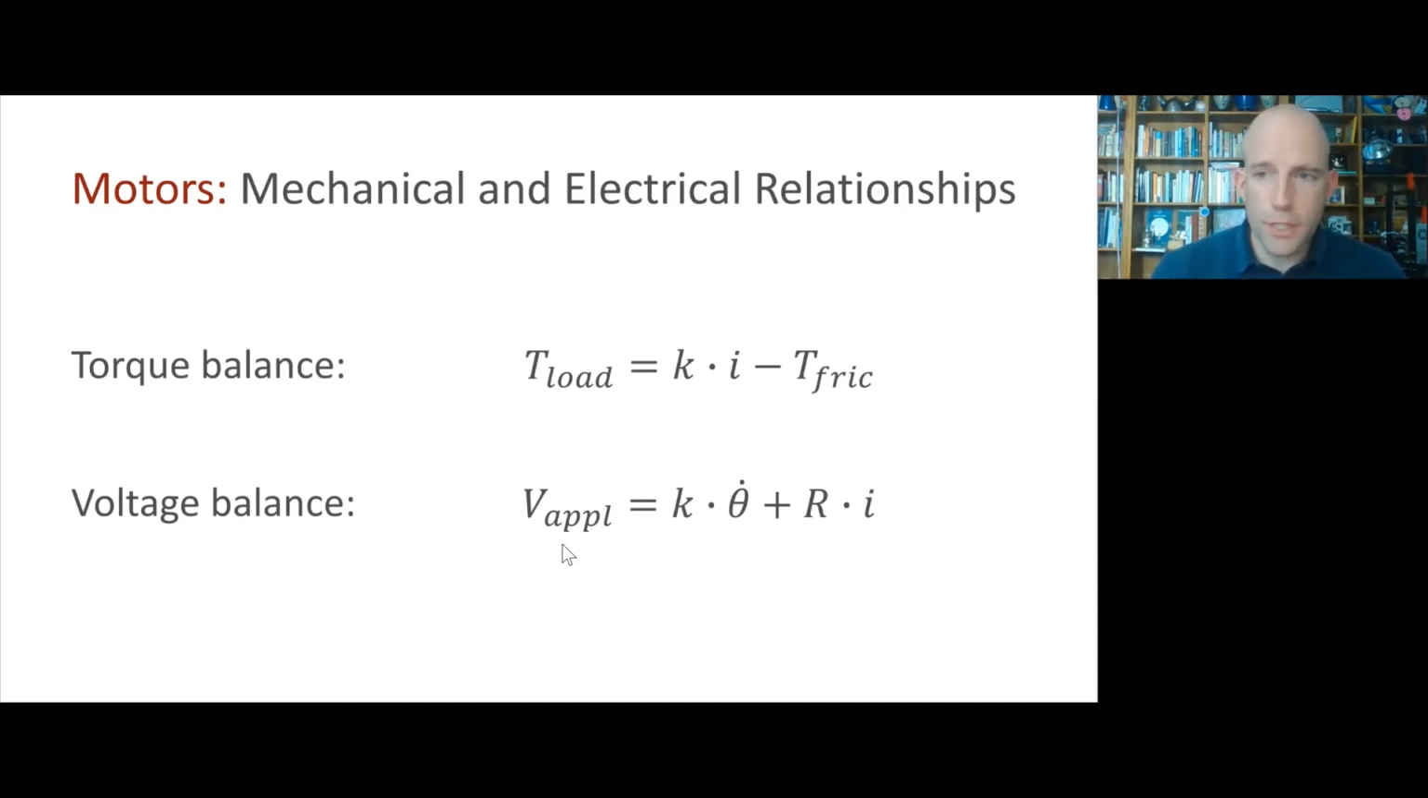And in the voltage balance, we have that the applied voltage is used up in two different ways, and they're both important. One is this electromechanical component of voltage, K theta dot, and the other is this ohmic voltage drop, where we have IR. And depending on the state of the motor, theta dot and I could both be substantial. So both of these terms usually contribute a lot to the voltage balance, and it's not a good idea to ignore either of them, usually.